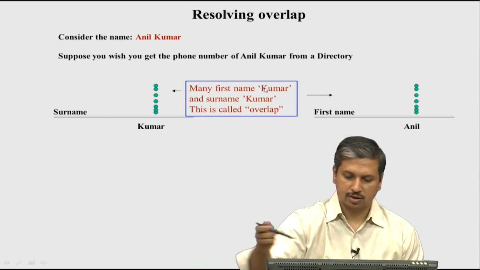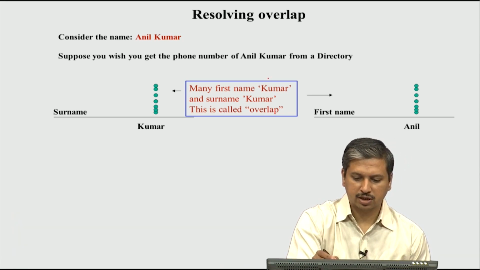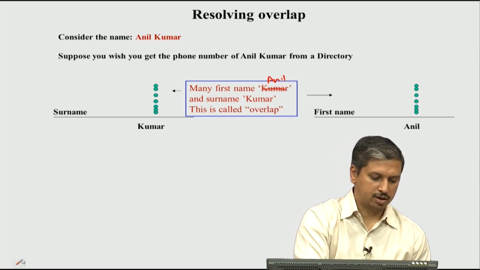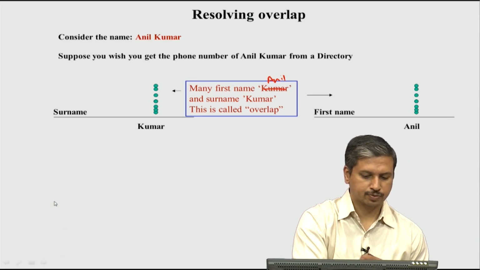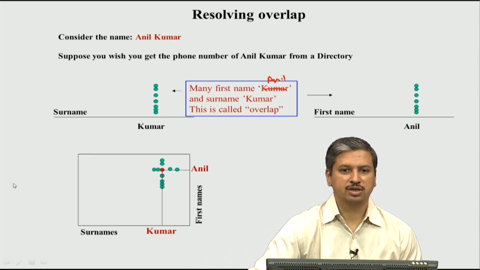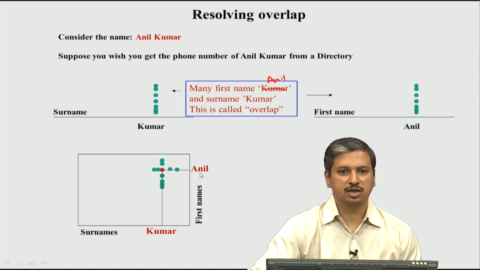So, let me correct it, here I say Anil, and many surnames are Kumar. So, they overlap. But now, if I combine the two, it is very obvious that there will probably be only one Anil Kumar, or there may be many Anil Kumars, but at least now by combining the two, correlating the name with the surname. So, you see now the correlation is coming out of this example.